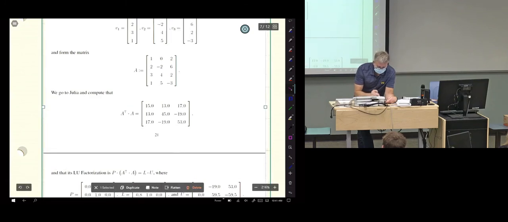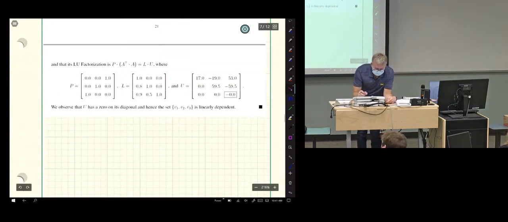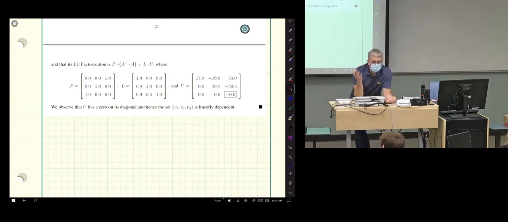So how do we do the determinant of a 3 by 3 matrix, or a 9 by 9 matrix, or a 20 by 20 matrix, okay? We just do the LU factorization, and we use the fact that the determinant of a product is the product of the determinants. So we've talked about this, how LU reduces everything down. Okay, so we get that the determinant of A transpose A is the determinant of P times the determinant of L times the determinant of U.